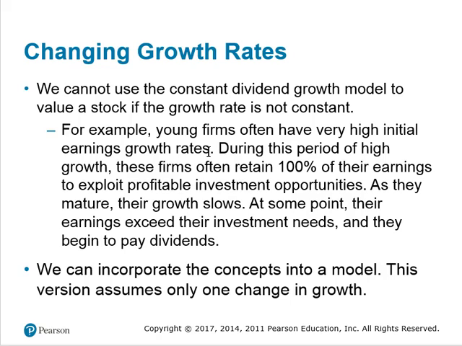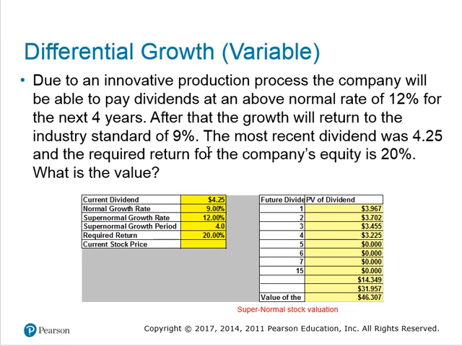So they're going to have extra high returns on that product. However, eventually somebody's going to figure out how to create that product and do it cheaper. So eventually the company will have to bring its prices down, etc., so that the growth rate will change in the future. So we have a model that you can use. It's called the Supernormal Stock Valuation Model.